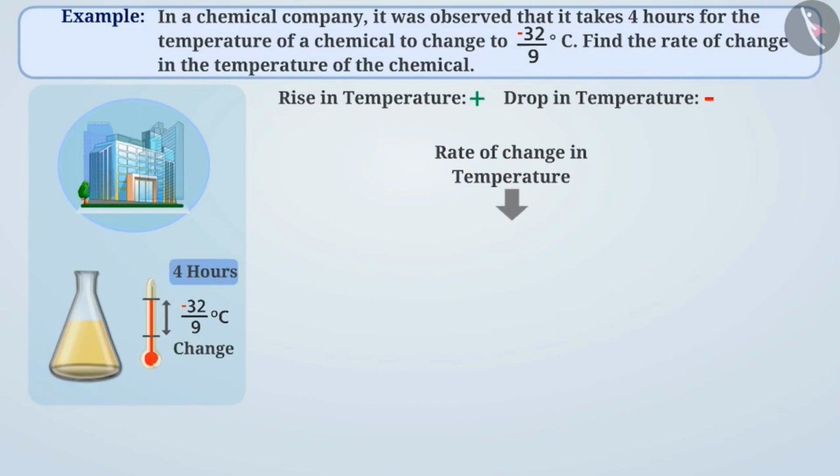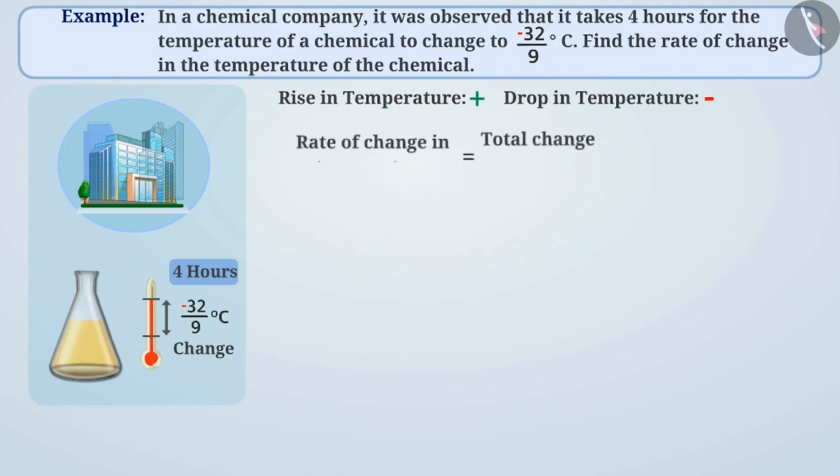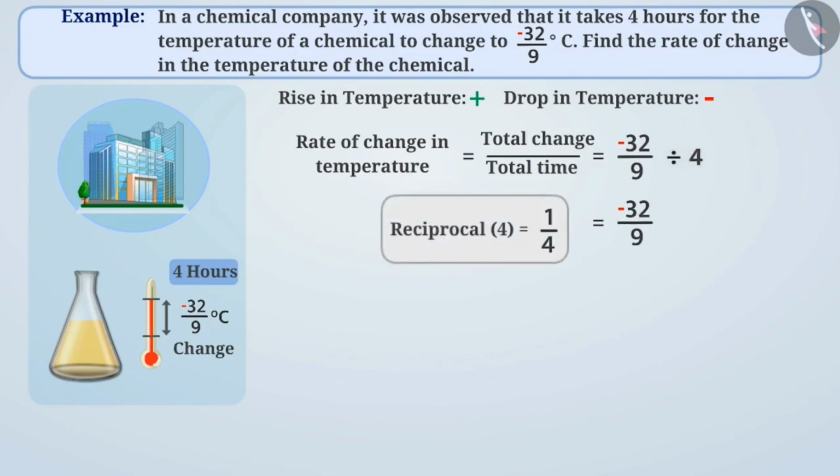Let me tell you. This means we have to find out how much the temperature changes every hour. For this, we will have to divide the total change by the total time. That is, we have to find the result of minus 32 by 9 divided by 4. To divide rational numbers, we write the dividend and multiply it by the reciprocal of the divisor. For example, here we will keep minus 32 by 9 as it is and we multiply the inverse of the second number, 1 by 4, with minus 32 by 9.